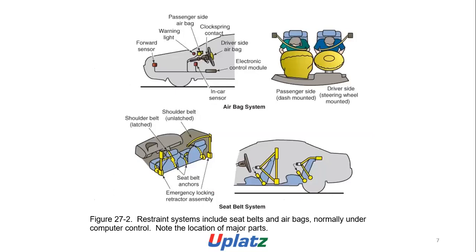Passenger seat airbag, warning light, forward sensor, driver's side airbag, electronic control module, in-car sensor, passenger side dash mounted, driver side steering wheel mounted. Emergency locking retractor assembly, seat belt anchors, shoulder belt latched, shoulder belt unlatched. The restraint system includes seat belts and airbags, normally under computer control. Note the location of major parts.